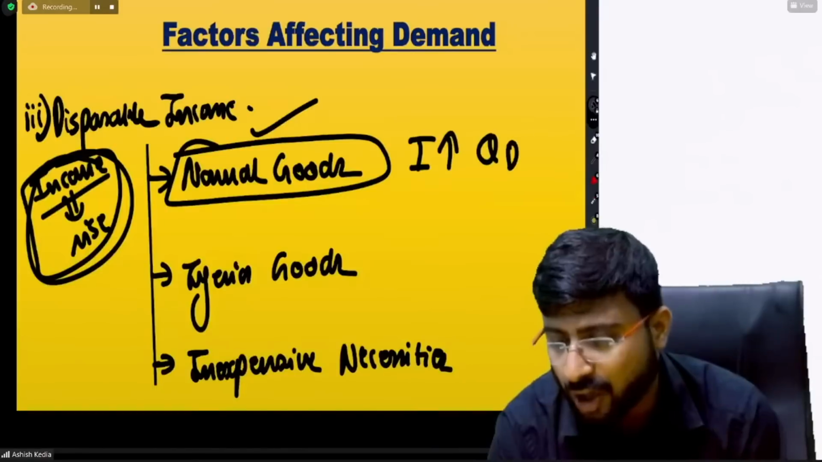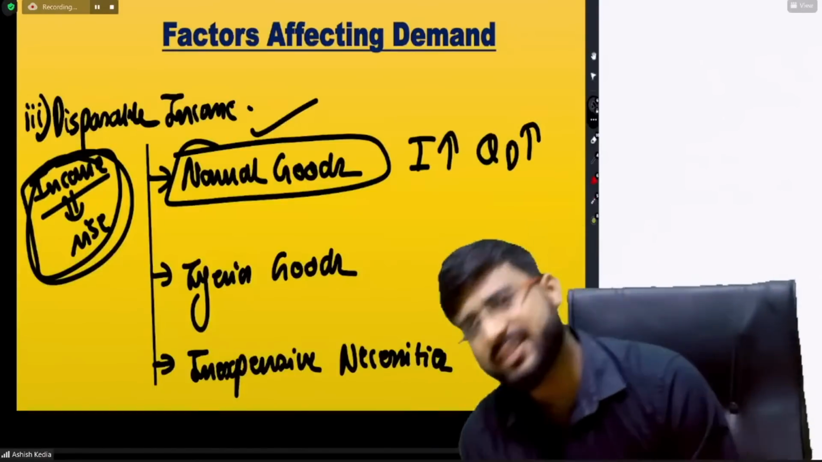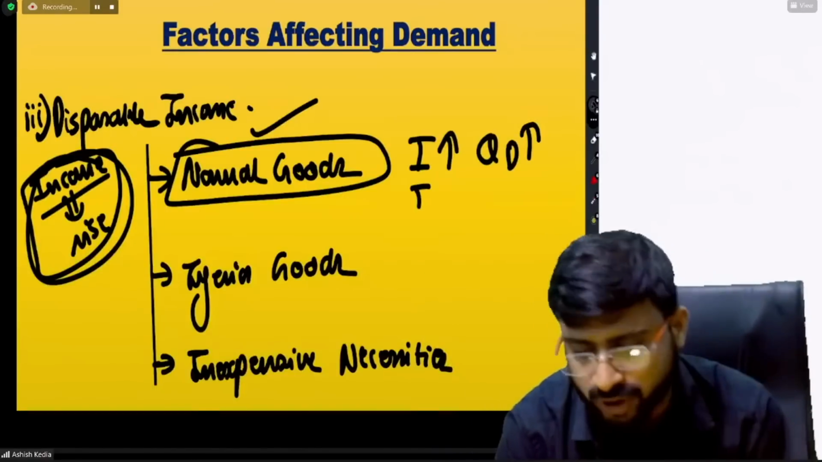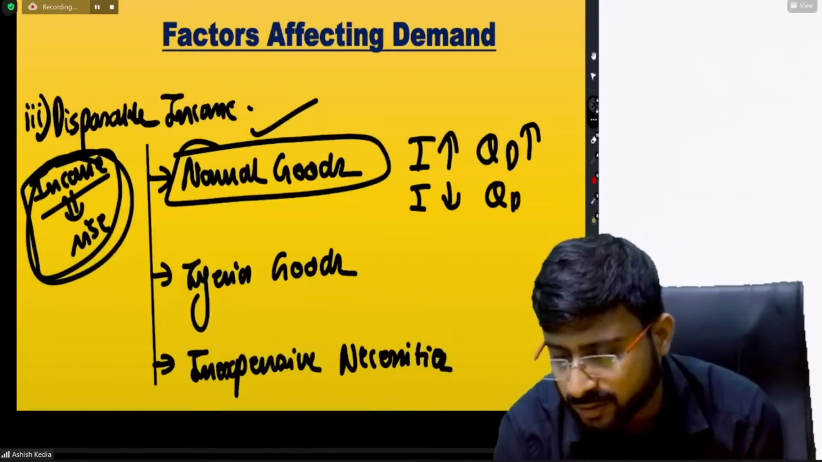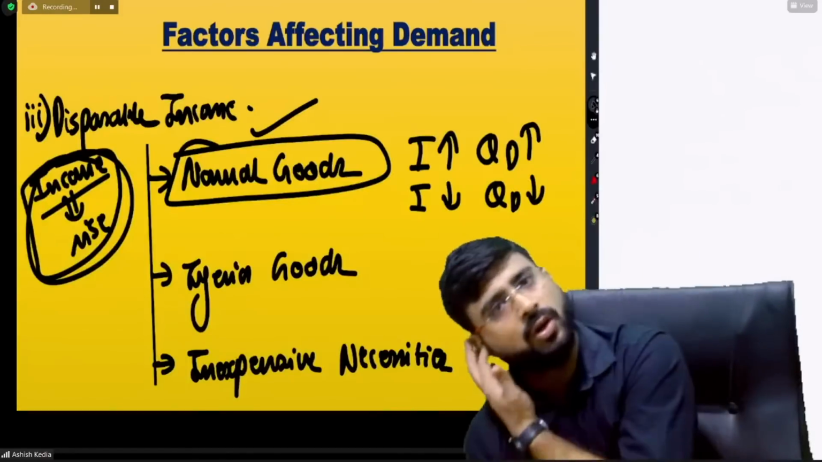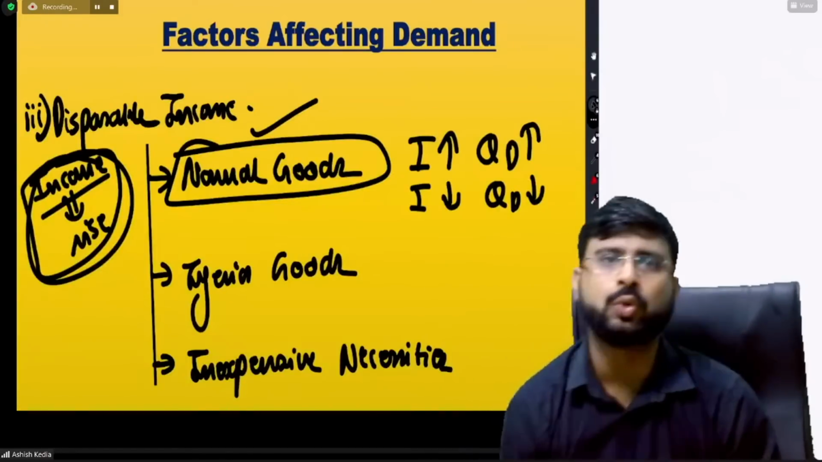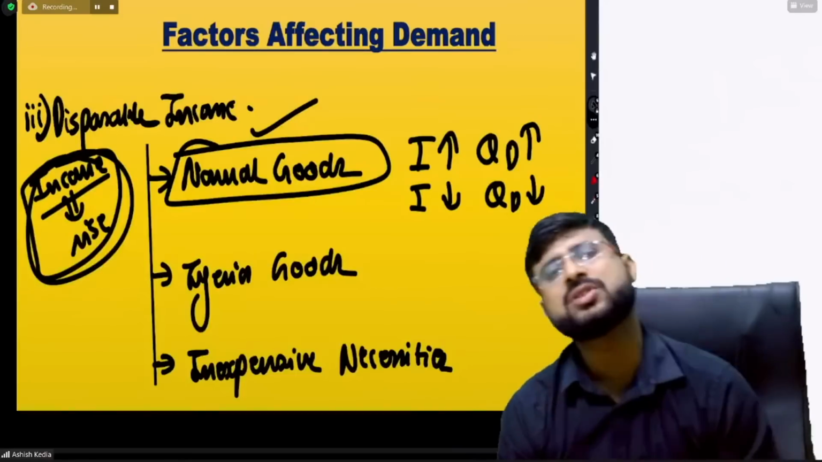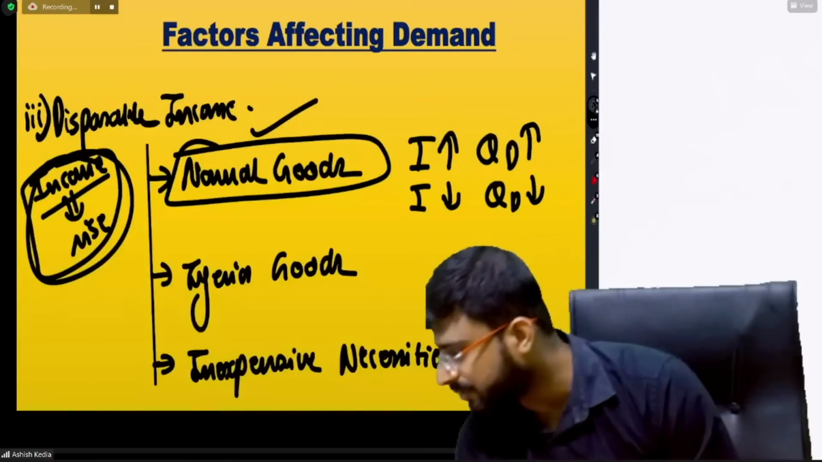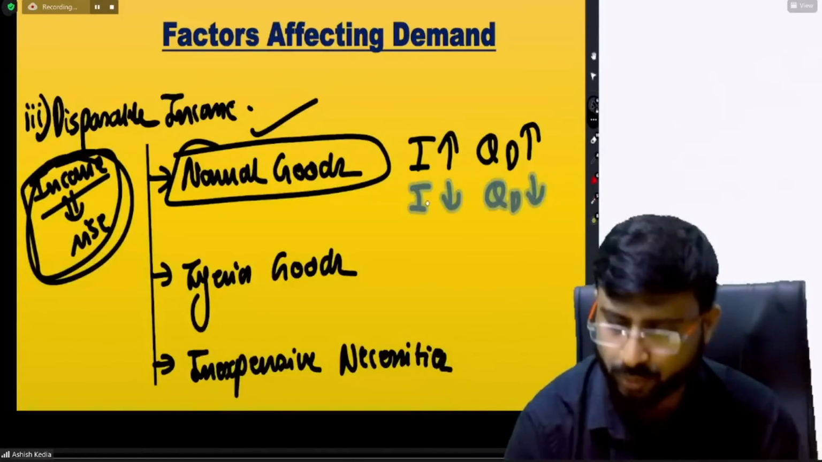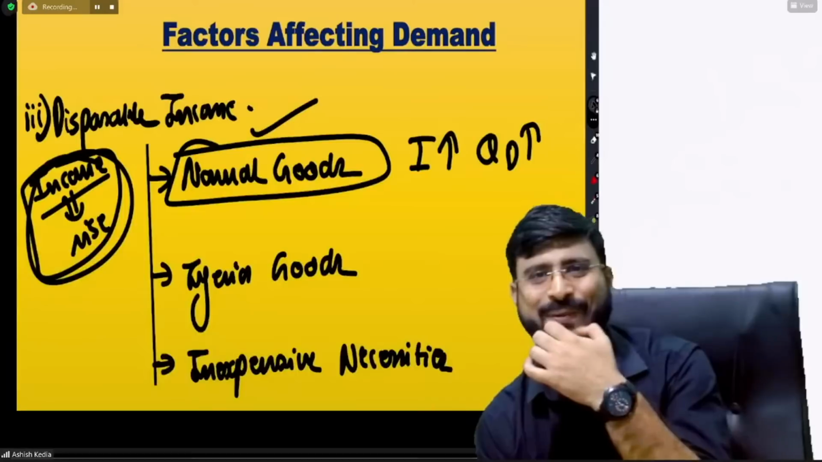When income rises, quantity demanded rises and vice versa. Vice versa means opposite also true. So if income falls, quantity demanded will also fall. It means everyone opposite is also true. I hope it is crystal clear to everyone.